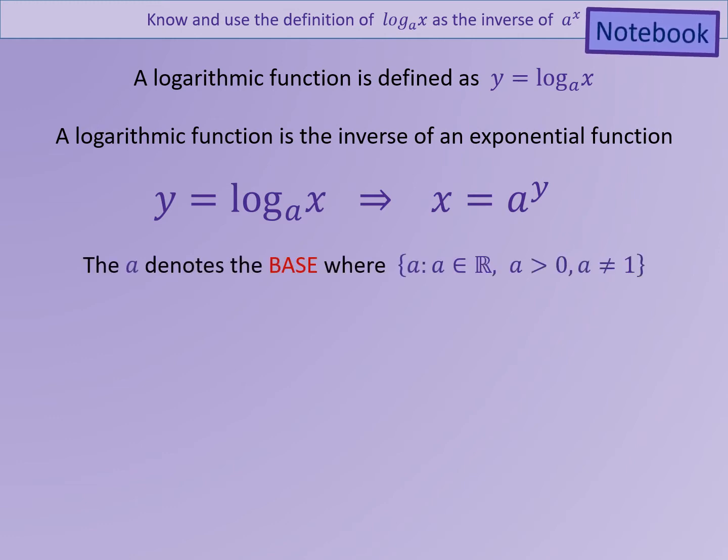So the a value for both of these equations represents the base. A has to be a real number. A has to be greater than 0, and a cannot equal 1. So these are all caveats for the base number a.